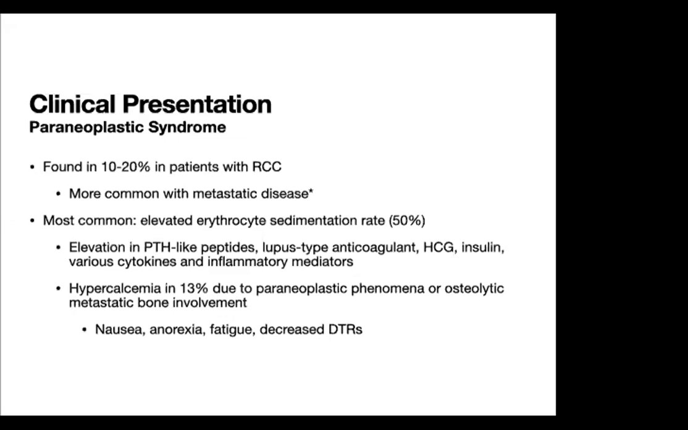The most common presentation of paraneoplastic syndrome is your elevated erythrocyte sedimentation rate, which occurs in 50% of cases. Also, we can find elevation in PTH-like peptides, lupus-type anticoagulant, HCG, insulin, various cytokines, and inflammatory mediators. Hypercalcemia in 13% due to paraneoplastic phenomena or osteolytic metastatic bone involvement, which has symptoms such as nausea, anorexia, fatigue, and decreased DTRs.